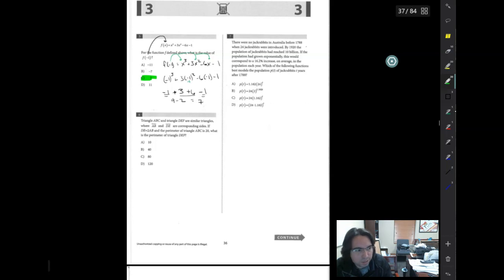Okay, number 6 here is a unique similar triangle problem. It tells us that we are dealing with similar triangles, where line AB and DE are corresponding sides. If DE equals 2AB and the perimeter of triangle ABC is 20, what is the perimeter of triangle DEF? So here we just have to make up numbers.